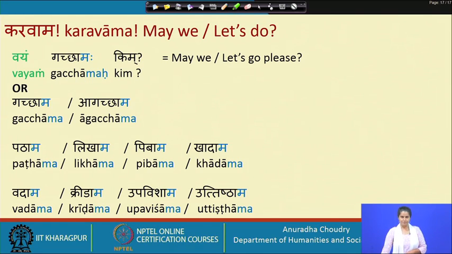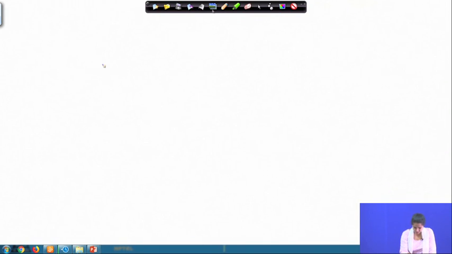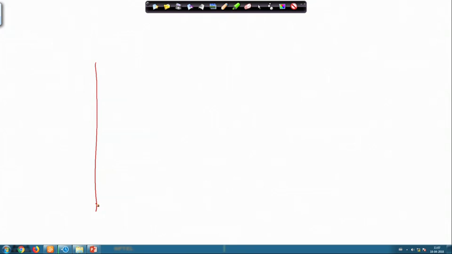Okay, so now what I'd like to do is to present to you the grid of the pronouns using which the verbs are conjugated. I'll try and draw this out for you on a table and I'll try and do it as neatly as I can. So we have a grid here. It is a grid actually of 3 by 3. In the first column, I'll give you the different pronouns.